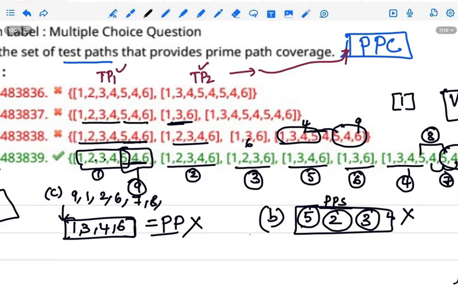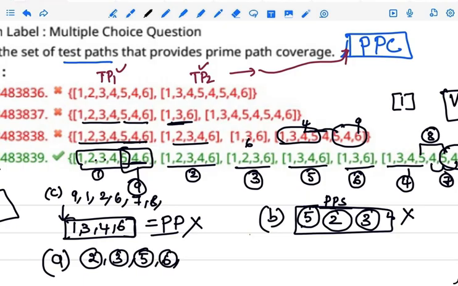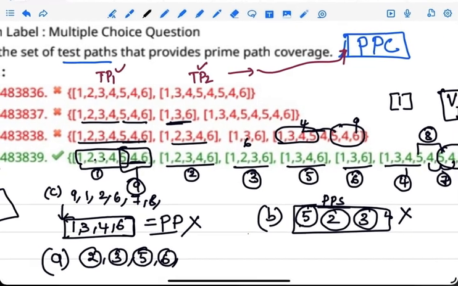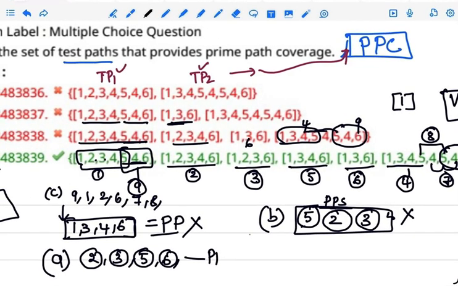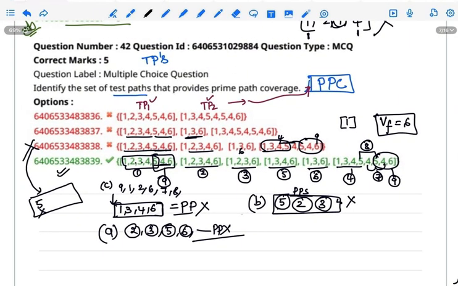Option A, so 1 and 9 are covered. 2 is not covered. 3 is also not covered. 5 is not covered. And 6 is also not covered. Rest all are covered. So because of this, it does not cover all the prime paths. So only option D covers all the prime paths.